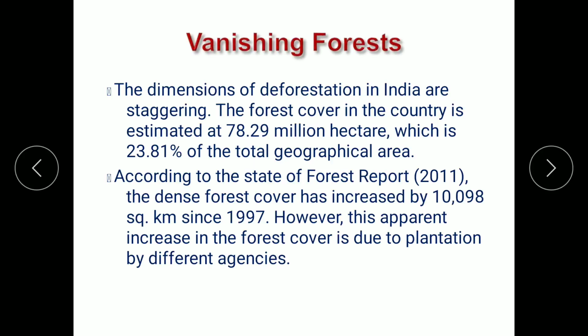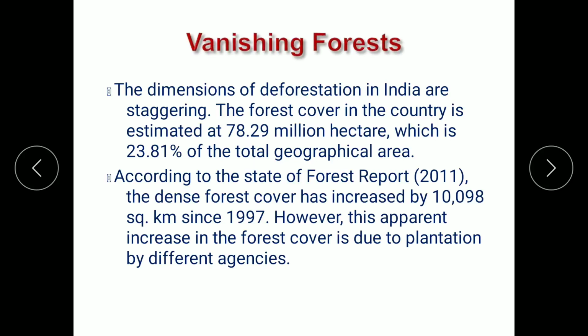According to the State of Forest Report of 2011, the dense forest cover has decreased by 10,093 square kilometers since 1997. So continuous effort has been initiated by the government and various voluntary organizations to create awareness programs. The government makes different rules and regulations to save the forest.